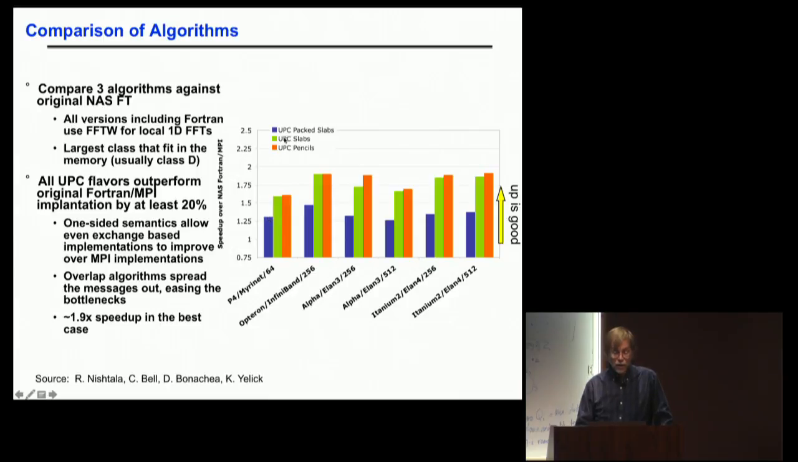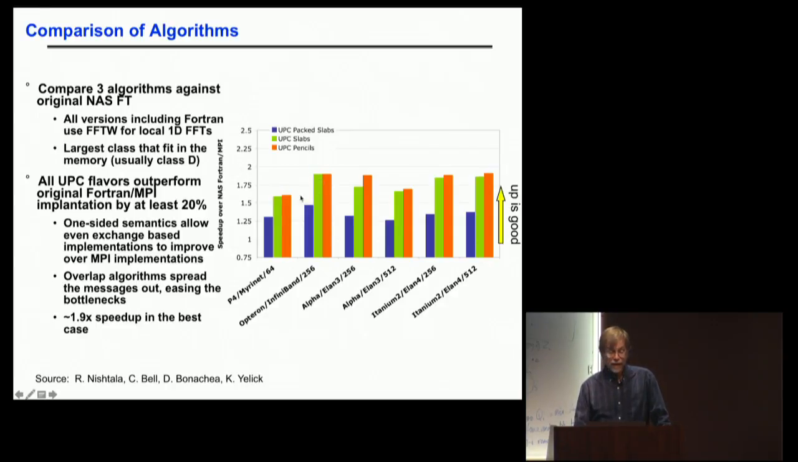And so blue is using UPC and using packed slabs, so the fewest messages of the largest size, and that always gives you a speedup, but not too dramatic. Then this is when you go to slabs. That's the middle number of messages. And then here the pencils. That's the maximum number of messages of the smallest possible size, and it always wins. It doesn't necessarily win by much, depending on the platform, but it gets up to a factor of 1.9. And as I said, the best we could hope for was a factor of 2. So pencils always wins when you're using UPC.